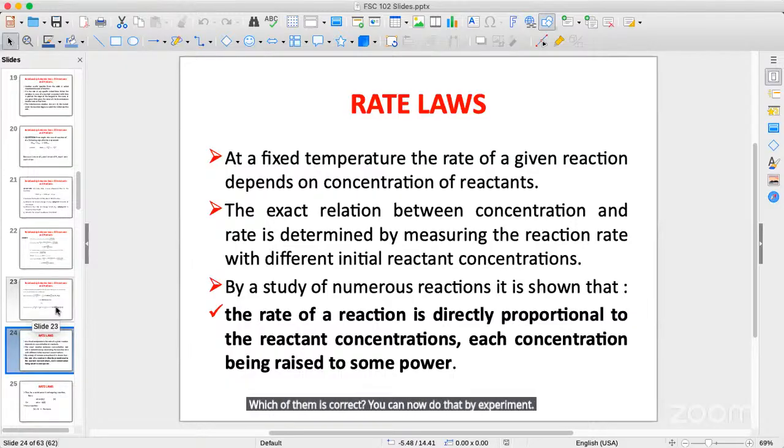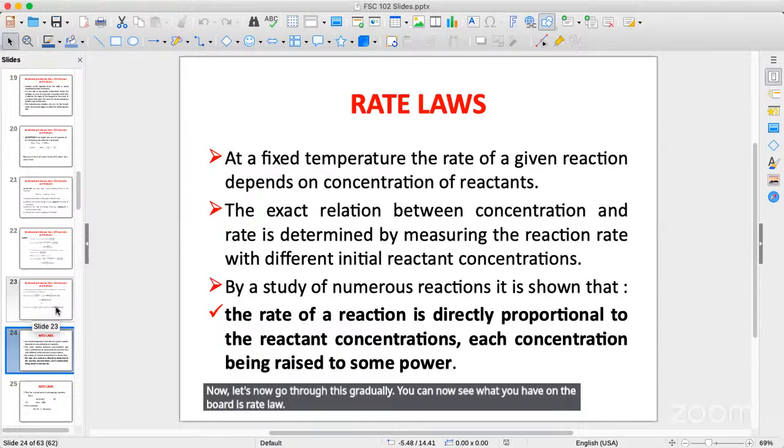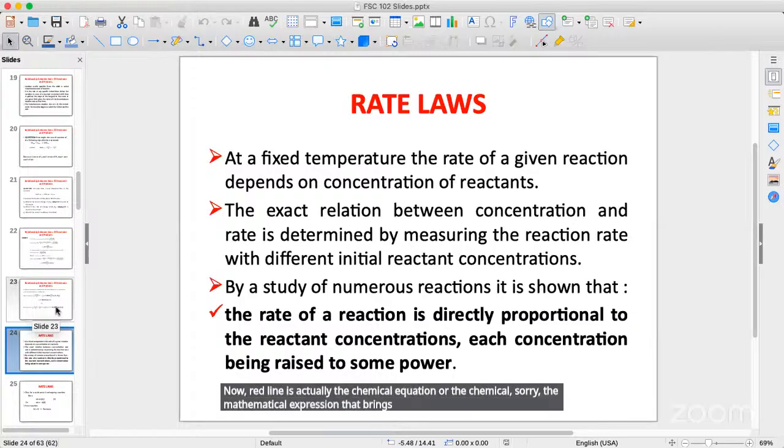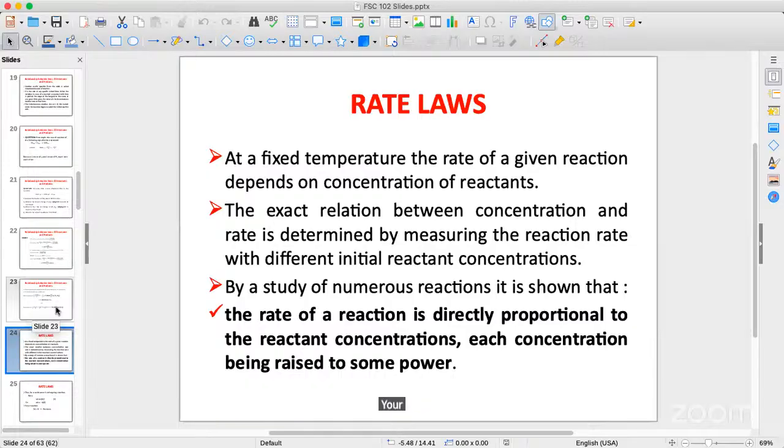Now, let's go through this gradually. What you have on the board is the rate law. Rate law is the mathematical expression that brings all these concepts together: your concentration, your rate constant, and the order of reaction. Rate law brings all this together.